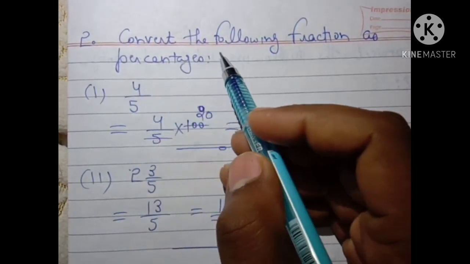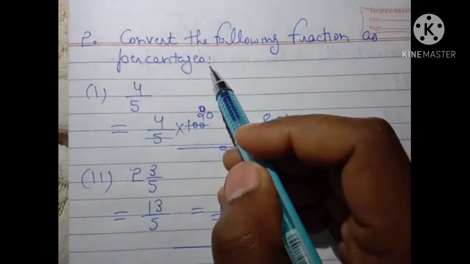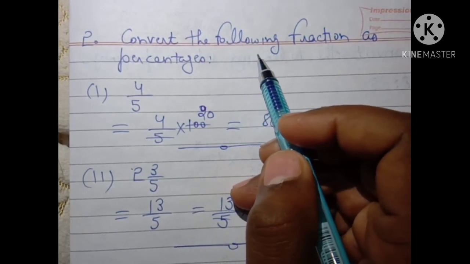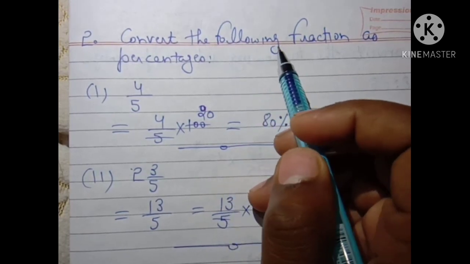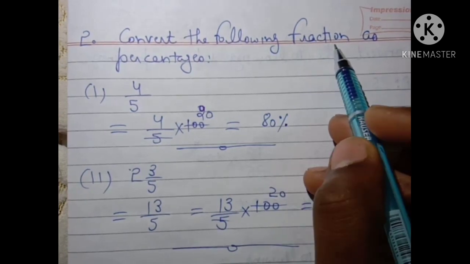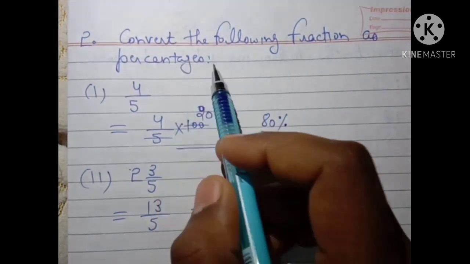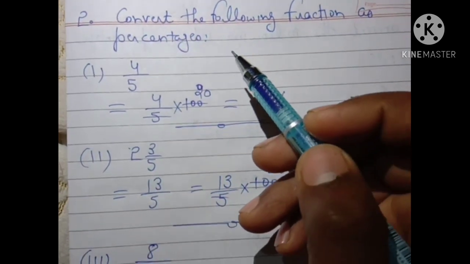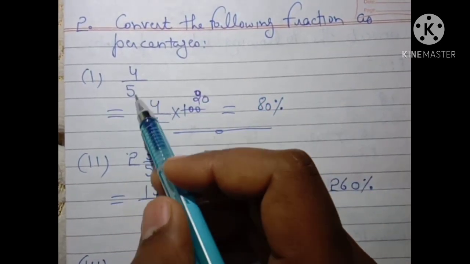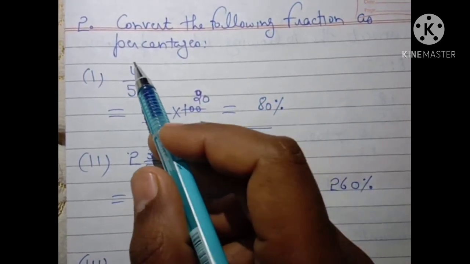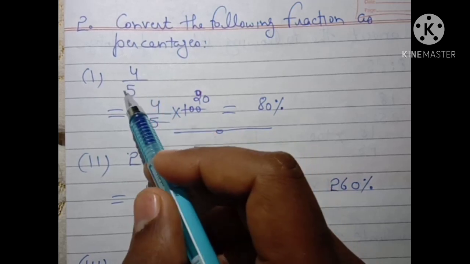The second sum is very opposite to the first sum, because in the first sum percentage was given to us and we had to convert that into a fraction, but in this case a fraction is given to us and we have to convert the fraction into percentage. So it is also very simple. So you can see the first sum, 4 by 5 is given to us and we have to convert this 4 by 5 into percentage.